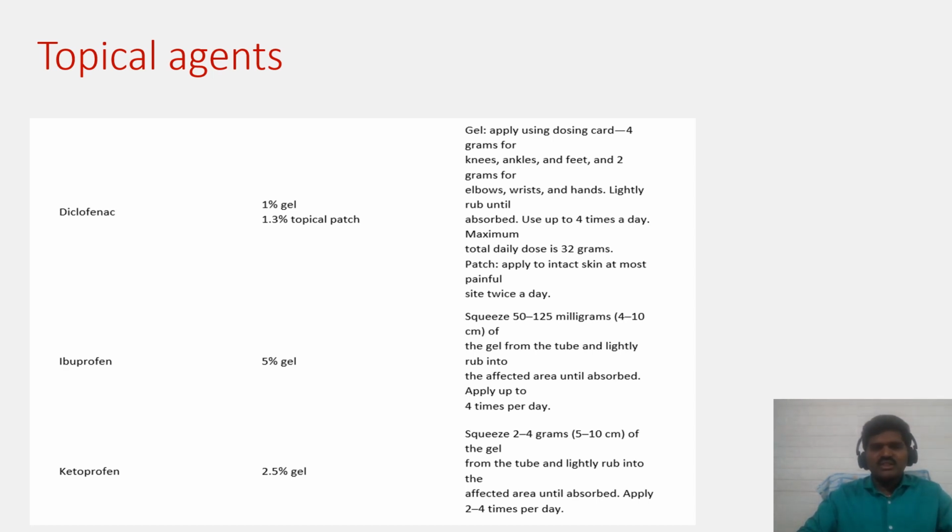Ibuprofen 5% gel. Squeeze 50 to 125 milligrams or 4 to 10 centimeters of the gel from the tube and lightly rub into the affected area until absorbed. Apply up to 4 times a day. Ketoprofen comes as 2.5% gel. Squeeze 2 to 4 grams of the gel from the tube and lightly rub into the affected area until absorbed. Apply 2 to 4 times per day.